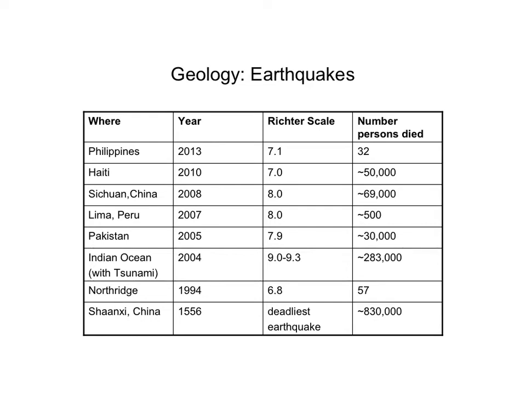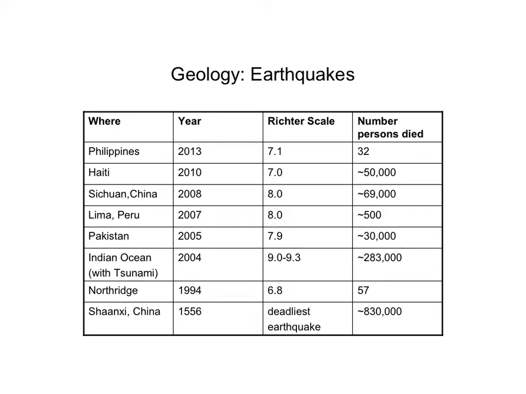But probably everyone remembers this one, the one that occurred in the Indian Ocean with the huge tsunami. That was right around Christmas. I think it was Christmas Day or Christmas Eve, something like that. And look at the magnitude on that earthquake, 9.0 to 9.3, which caused that huge tsunami, killed 283,000.